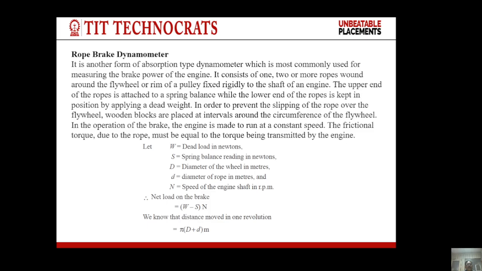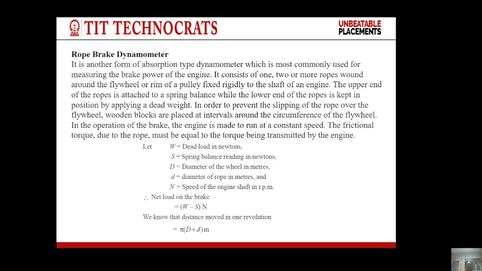Next is the rope brake dynamometer. It is another form of absorption type dynamometer which is most commonly used for measuring the brake power of an engine. It consists of one, two or more ropes wound around the flywheel or ring of a pulley fixed rigidly to the shaft of an engine. The upper end of the rope is attached to a spring balance, while the lower end of the rope is kept in position by applying a dead weight in order to prevent slipping of the rope over the flywheel. Wooden blocks are placed at intervals around the circumference of the flywheel.